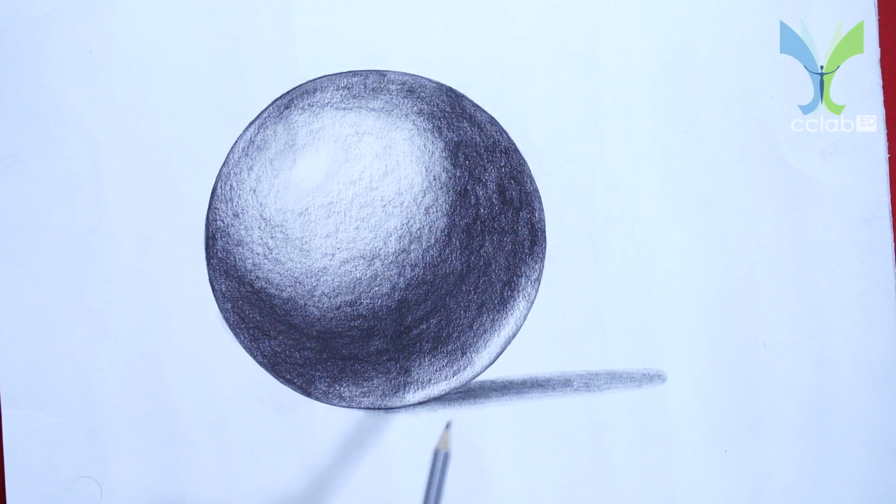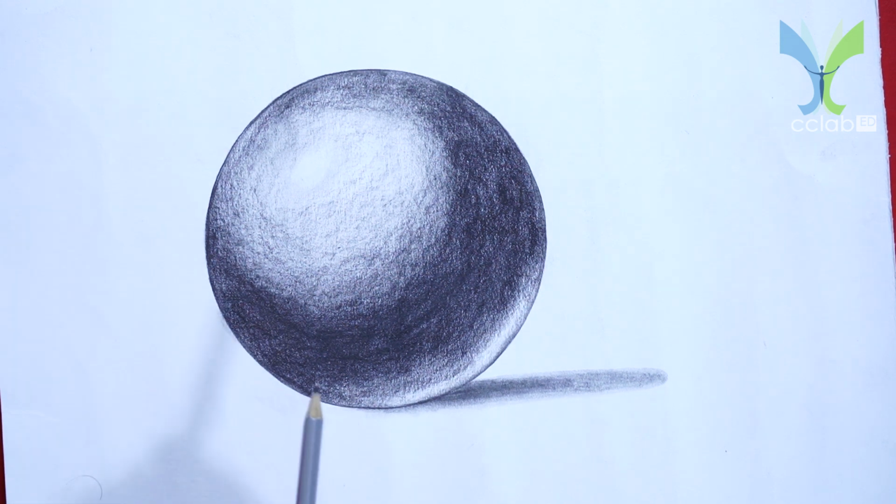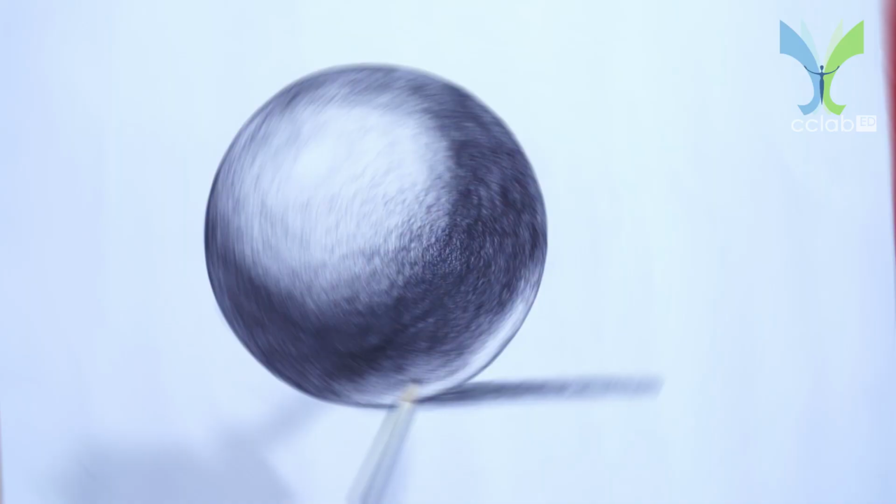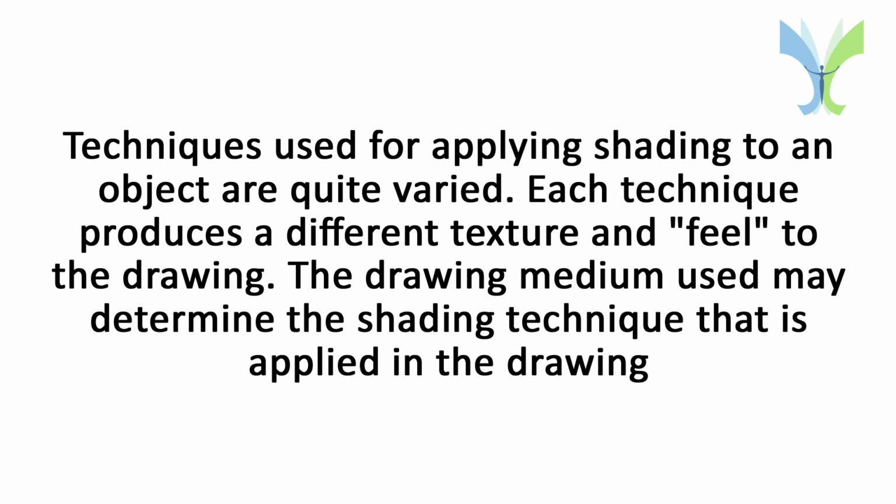When this sphere is drawn on a 2D surface, we can see the illusion of a sphere by adding different values of shading. Shading techniques for drawing. Techniques used for applying shading to an object are quite varied. Each technique produces a different texture and feel to the drawing. The drawing medium used may determine the shading technique that is applied in the drawing.